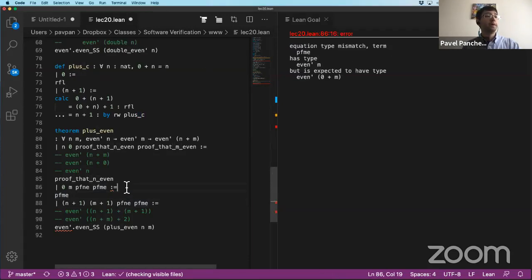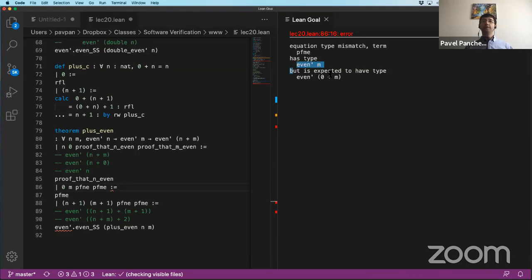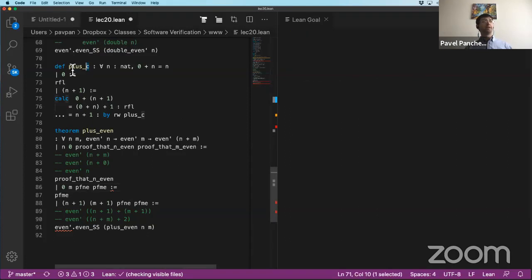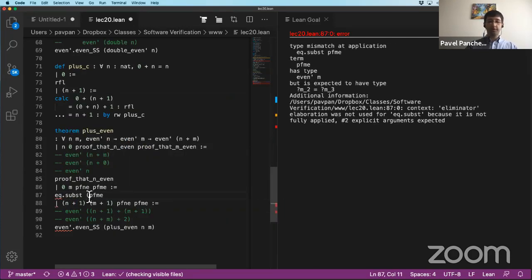In that case, let's get back to fixing up the proof that we started but didn't complete here, and that's going to tell us a little bit about how to use equality. Here we have a proof that m is even, but what we'd like is a proof that 0 plus m is even. And we've written down a proof that 0 plus n is equal to n, so we'd like to somehow use it. The way you use that in Lean is via substitution.